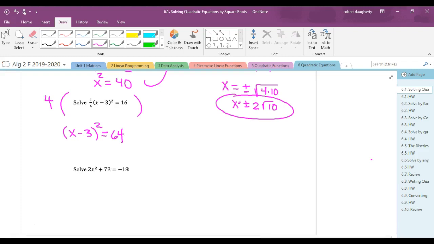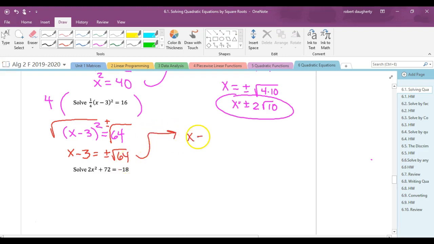Now I'm going to do what? Take the square root of both sides, and there's a plus or minus there. So what's the left side become? x minus 3 equal plus or minus the square root of 64. What's the square root of 64? 8. What am I solving for? x. So x is equal to 3 plus or minus 8.